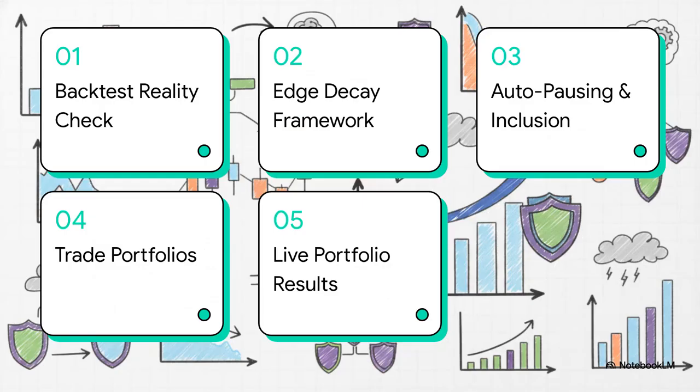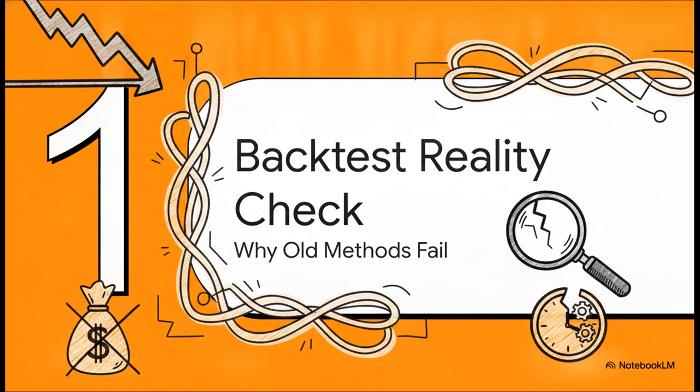To understand how to really protect your capital, here is our roadmap for today. 1. The backtest reality check. 2. The edge decay framework. 3. Auto-pausing and re-inclusion. 4. Trade portfolios, not strategies. And 5. Real live portfolio results. All right, kicking things off with Section 1, the backtest reality check.